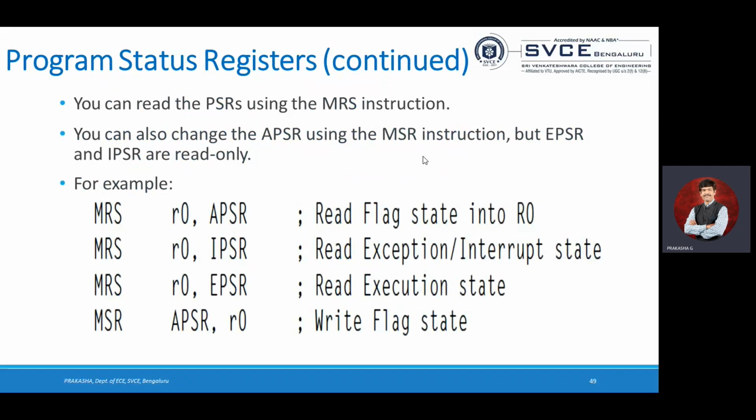That is MRS R1, EPSR, and MRS R5, IPSR. We can only read, we cannot write. We can read from the execution program status register and the interrupt program status register. But for write, we can go for MSR, and that is only for APSR. We cannot use it for IPSR or EPSR.